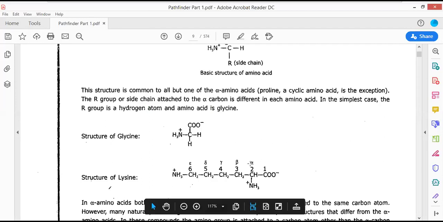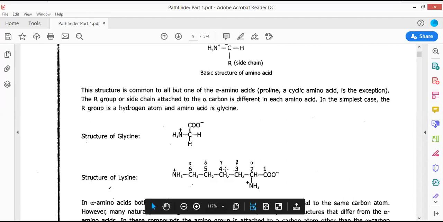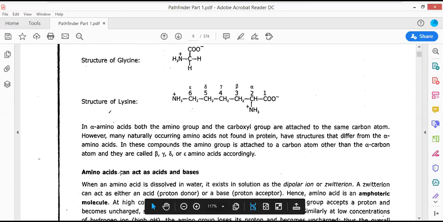Now see how the carbon atoms are being numbered, or labeled. The first carbon atom is numbered as alpha, and subsequently the second carbon atom would be beta, third would be gamma, fourth would be delta, fifth would be epsilon, and so on. So in an alpha amino acid residue, the carbons are labeled as such.